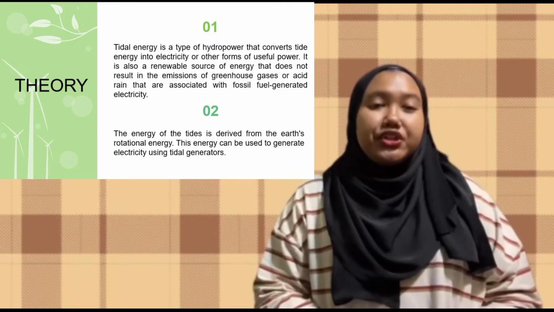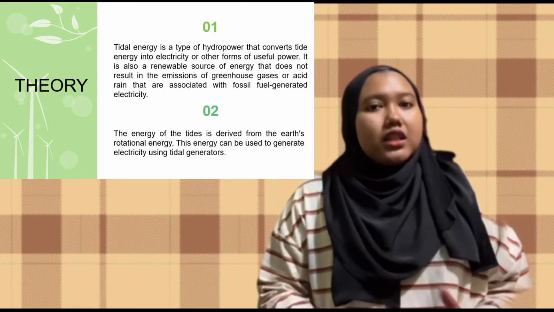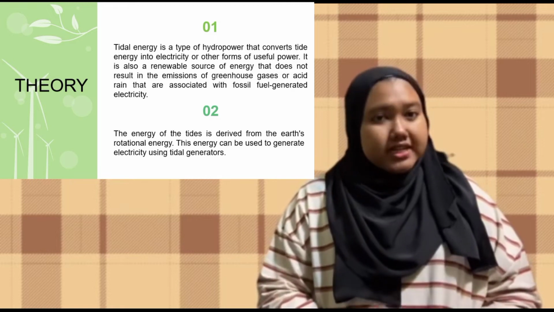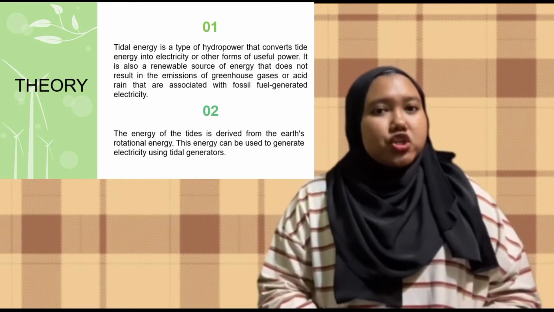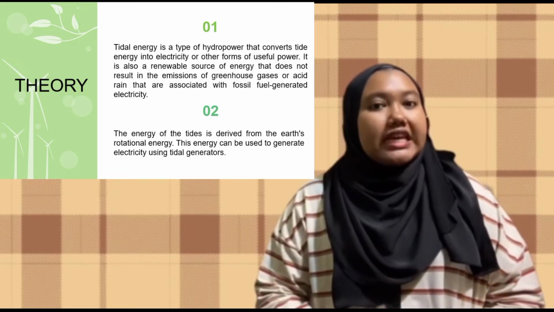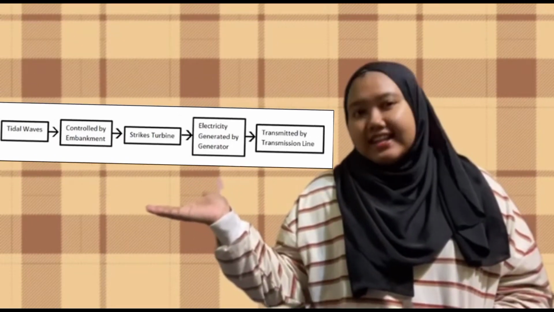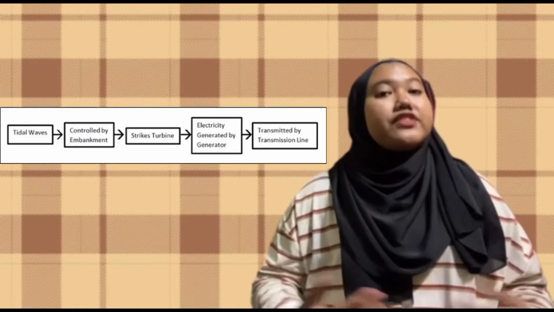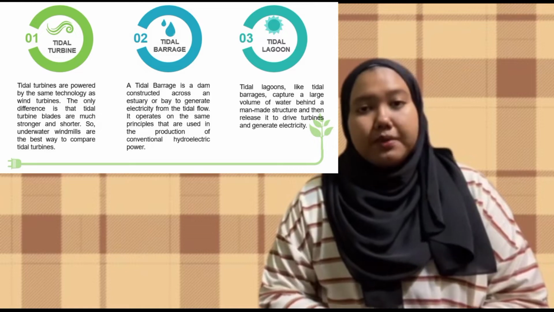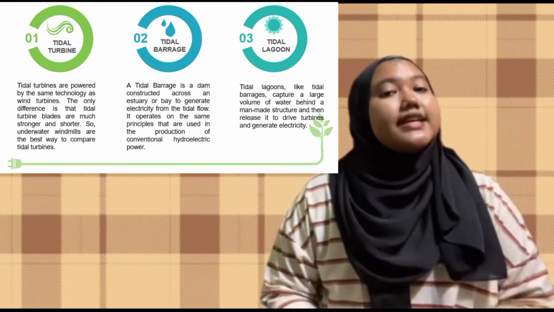This energy can be used to generate electricity using a tidal generator. Large underwater turbines are placed in areas with high tidal movement and are designed to capture the kinetic motion of the ocean, tide ebbing and surging, in order to generate electricity. This is an example of a block diagram of tidal power generation. There are three examples of tidal power generation, which are tidal barrage, tidal turbine, and tidal lagoons.